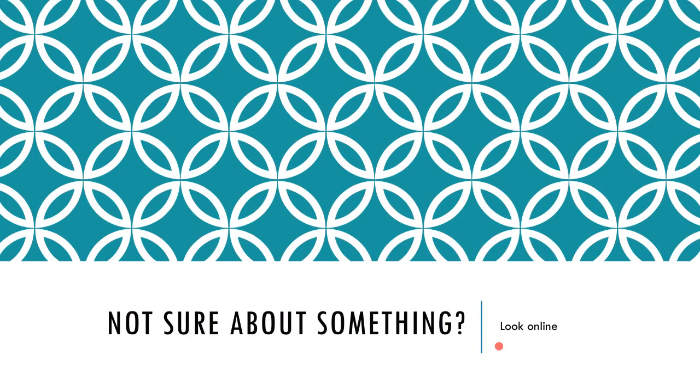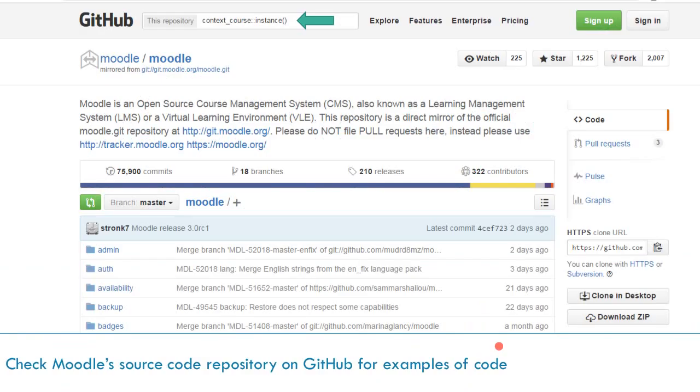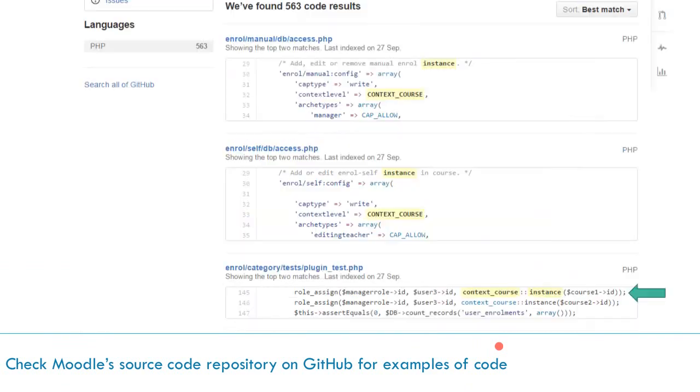So if you're not sure about something, look online. And what I find really useful is the Moodle GitHub repository, because you can actually search the entire repository for a snippet of code. So if you think, I want to swap which context do I need, I think it might be this, try it, put it in there and see if it comes up anywhere else. And you can see there, yes, context course is a valid piece of code, so you can try it out.